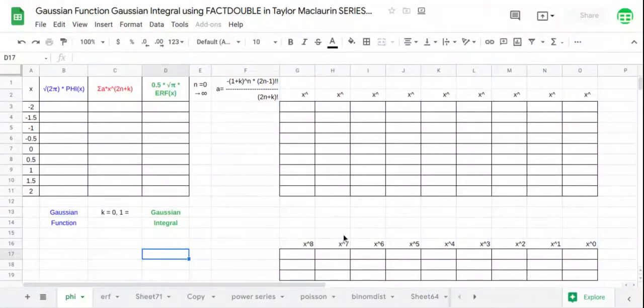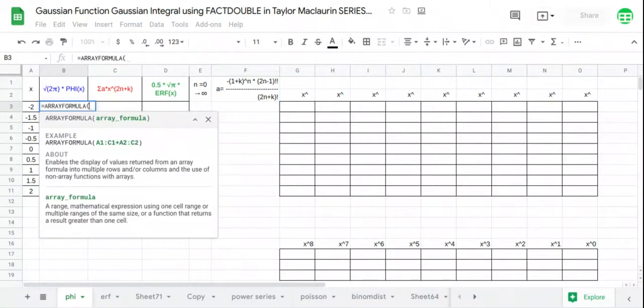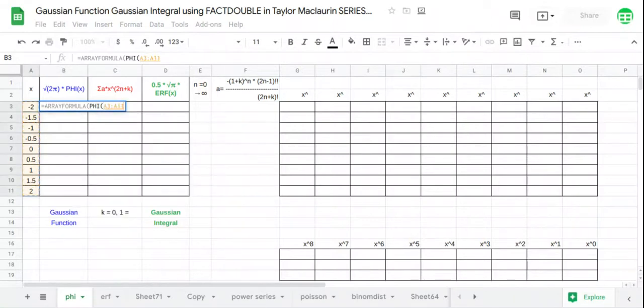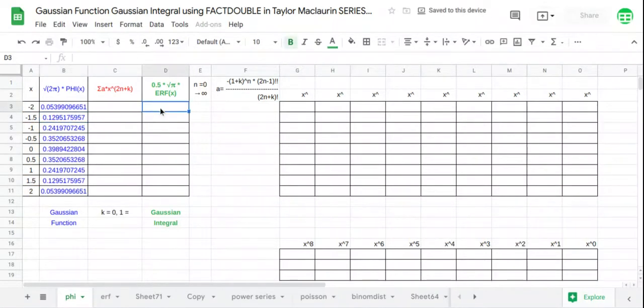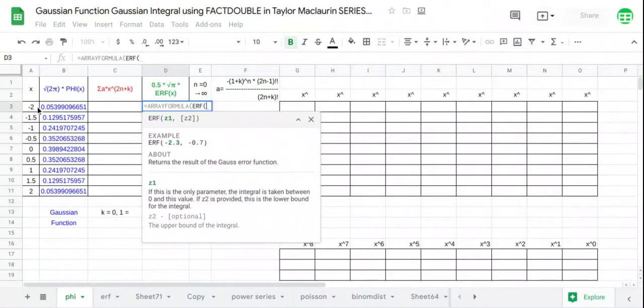In this video, we will generate the Taylor-Maclaurin series sum of the Gaussian function and the Gaussian integral. We begin with the Gaussian function, starting with the phi function of the Gaussian function, which is an array formula of the phi function. And the error function, which is an array formula ERF of the x values.